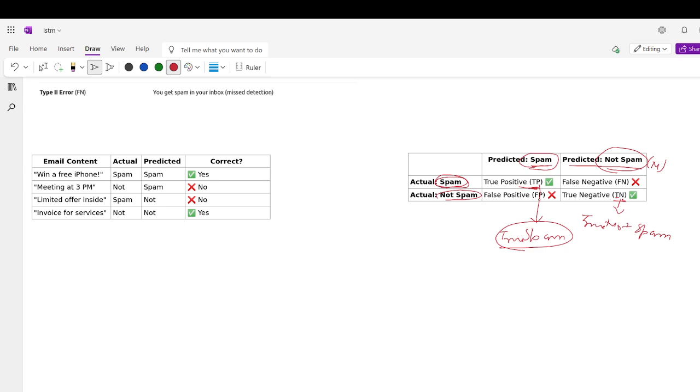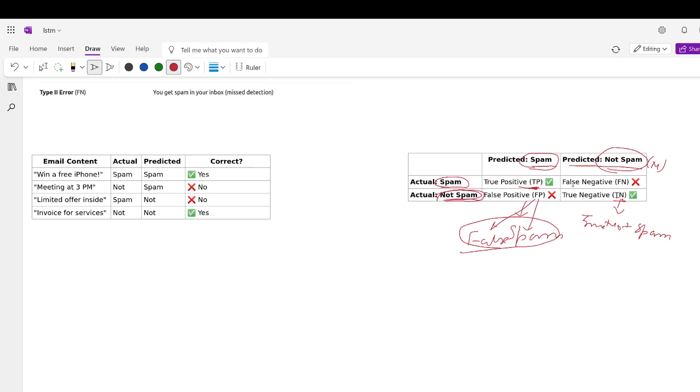Now here the important part comes. Your sample is actually not spam, but you predicted it as spam, which is a false positive. Most of the time you will find this one: false positive. You predicted something as a positive class, but actually it was not a positive class. In this case, it was not spam, but you predicted spam. The false part tells us this is a false spam, because the actual value is not spam.